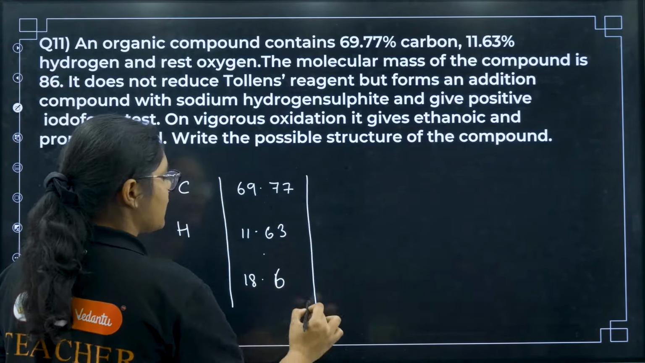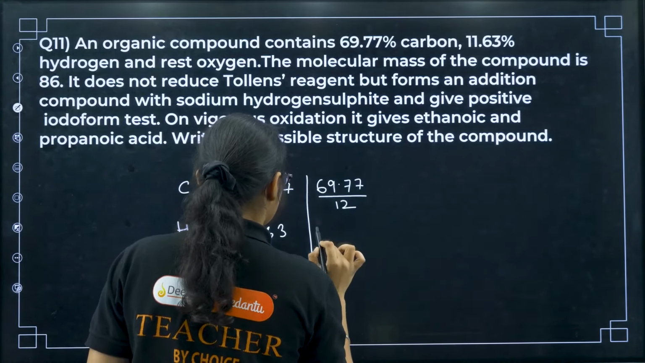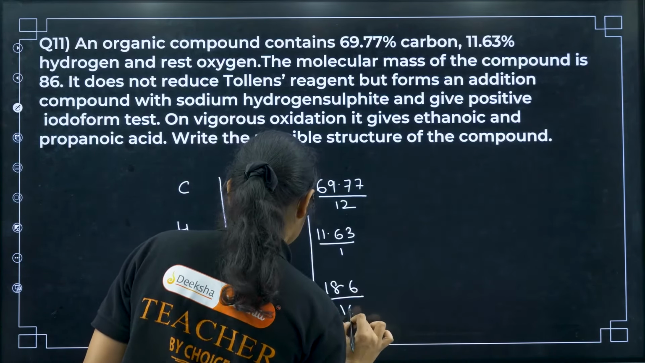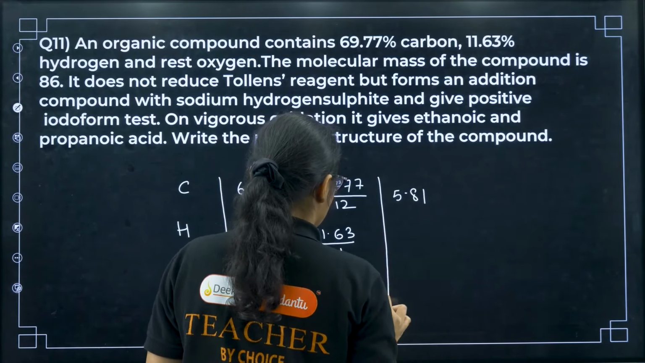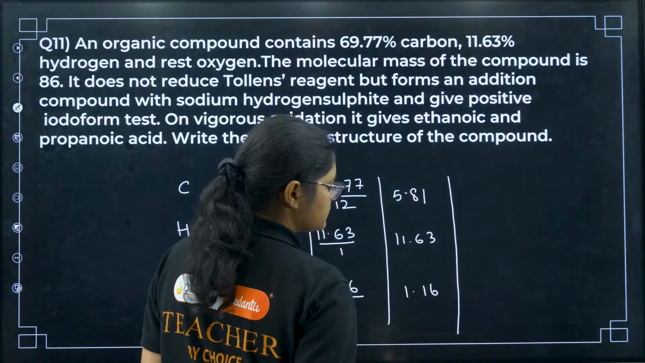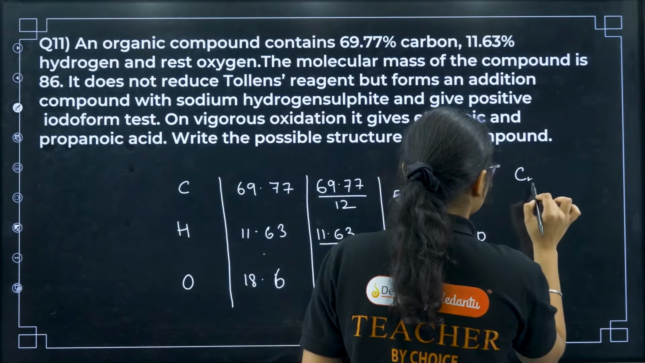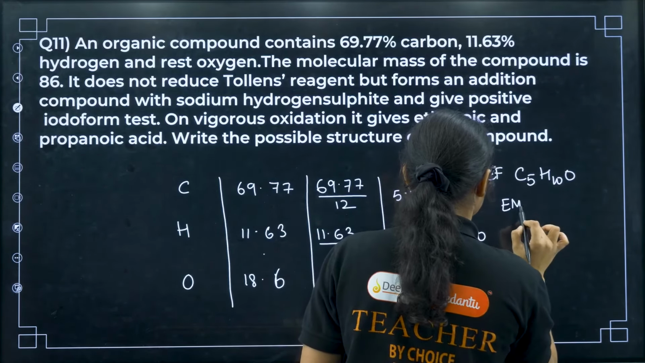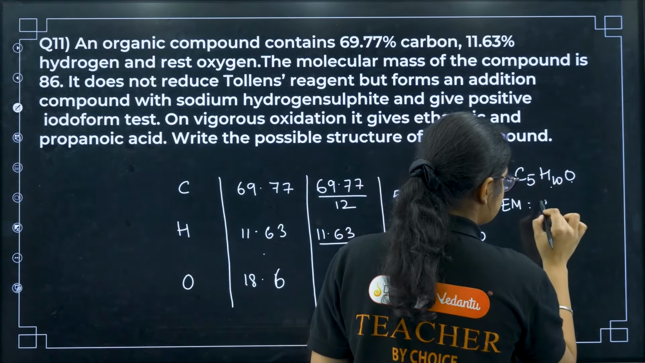Now I want to convert it into number of moles. 69.77 by 12, 11.63 by 1 and 18.6 by 16. If I calculate this, I get 5.81, then 11.63 and 1.16. If you divide all of this by 1.16, I will get 5, 10 and 1. So the empirical formula is C5H10O. Now what is the empirical formula mass here? 12 fives are 60, 60 plus 10 is 70, 70 plus 16 is 86.